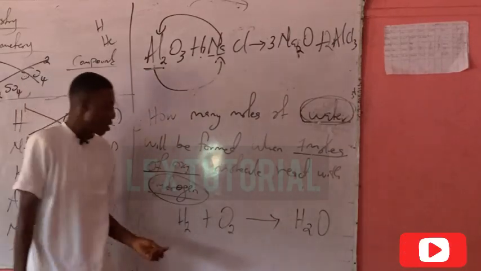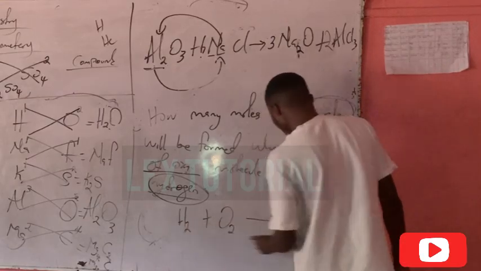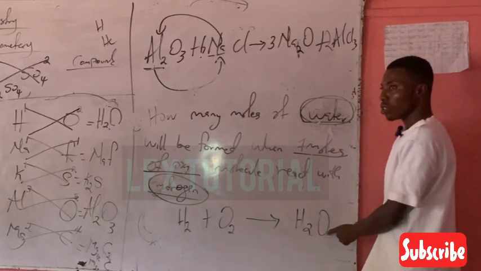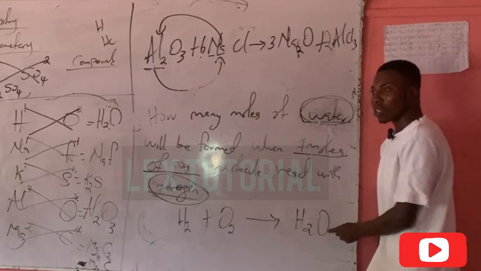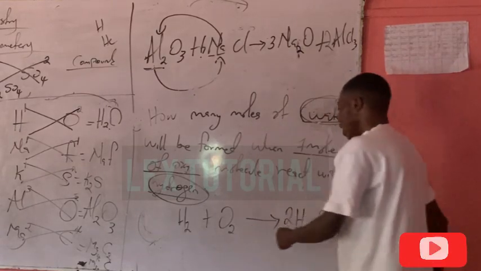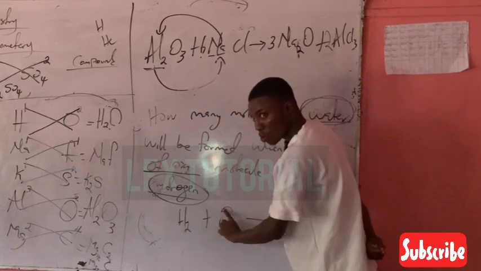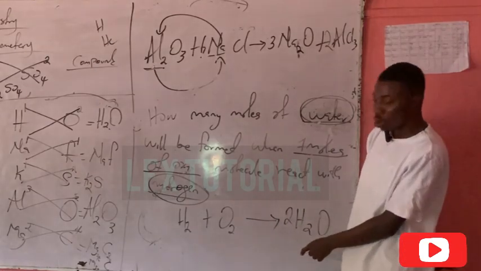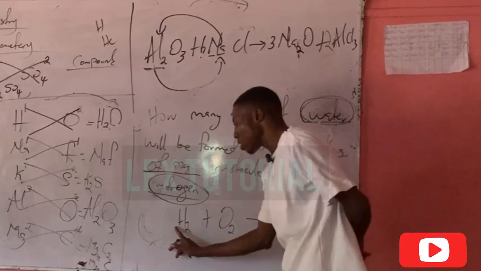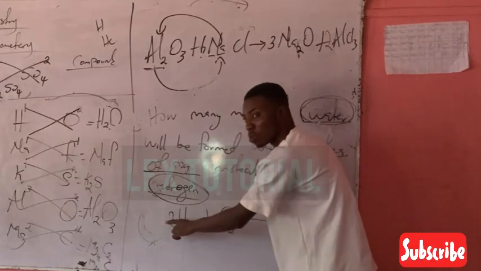You balance it. How many hydrogen do you have here? 2. How many hydrogen do you have here? 2. How many oxygen do you have here? 2. How many oxygen do you have here? 1. So what are you going to do? You put 2 here to balance it. At the end of the day, how many oxygen do you have here? 2. Then here, oxygen is now 2. But you have actually disturbed what? Hydrogen. Hydrogen is now how many here? 4, 2 times 2, which is 4. So what are you now going to put here? 2. You will now put 2 here so that the hydrogen balances.